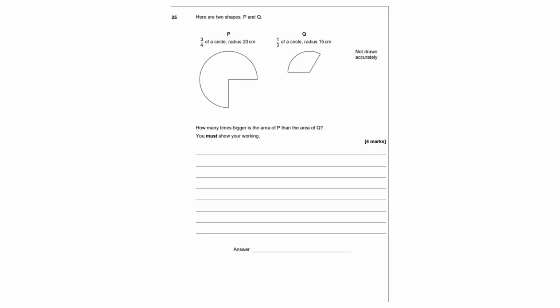So remember, area of a circle, let's do the equation. Let's pick a different pen for now. So let's go with blue. So area, excuse my horrible handwriting, is pi r squared. So P area is pi times 20 squared, and then it says it's only 3/4 of it, so that's times 3/4 or 0.75 if you prefer.